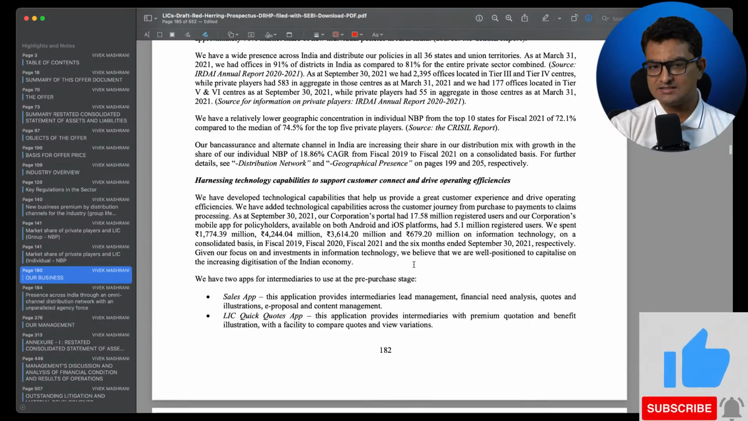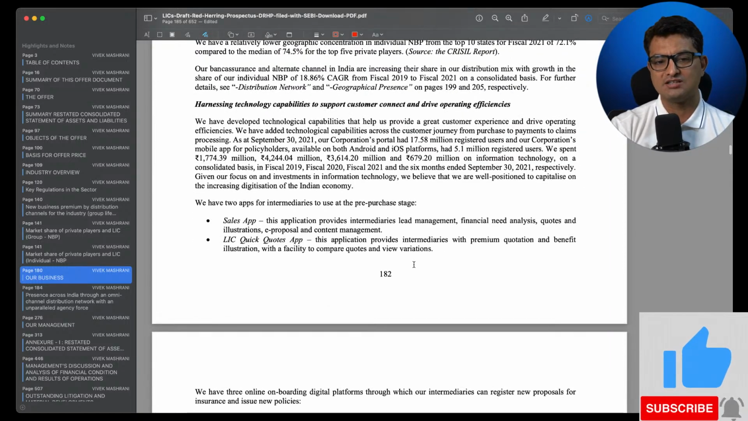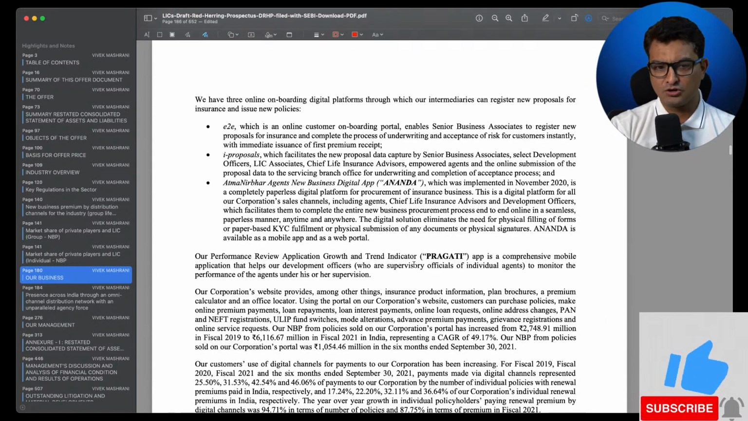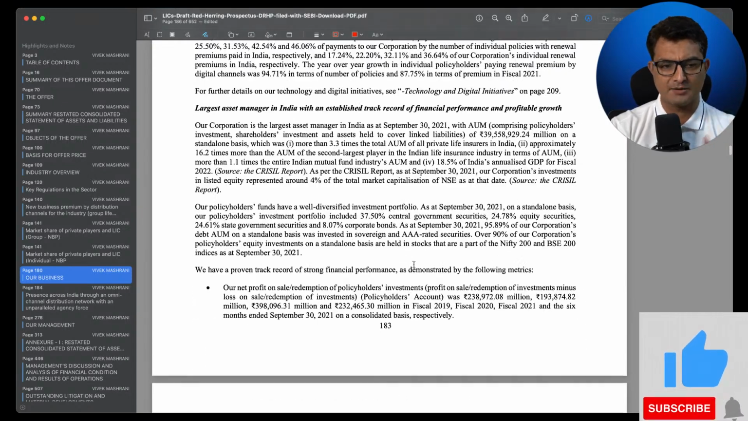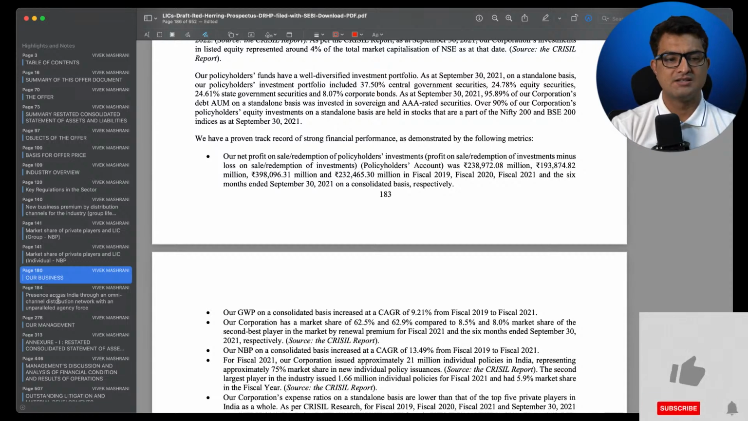Same way, you can say they are also harnessing some technology. They have built a sales app, and they are also doing E2E. They are doing Atmanirbhar agents and all those things. So you can read about this, and this is a very, very important section.